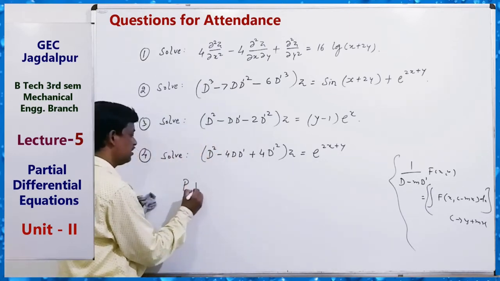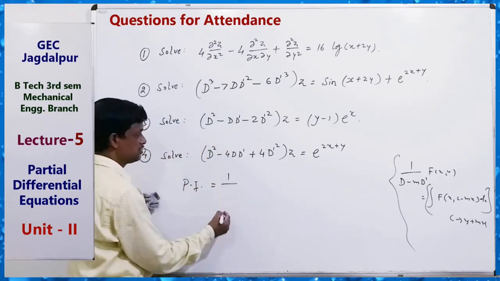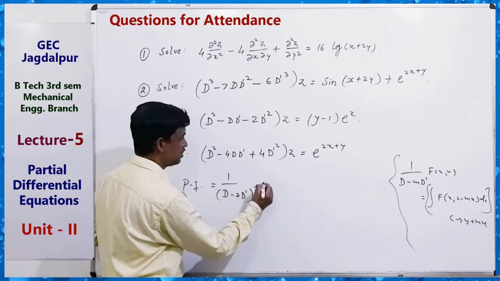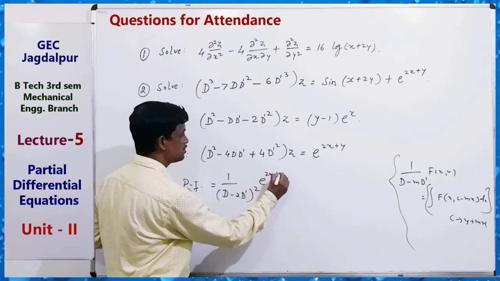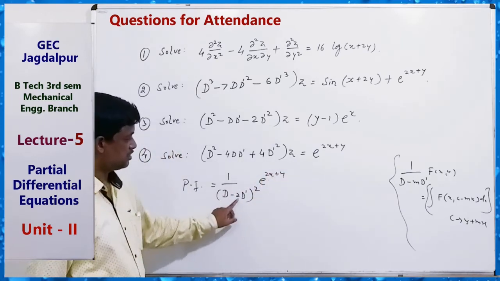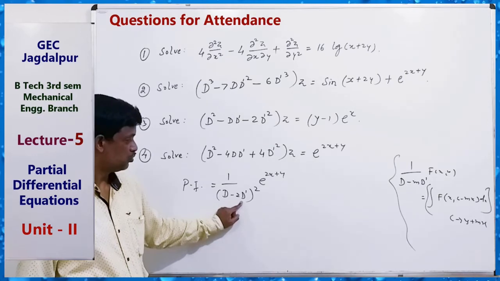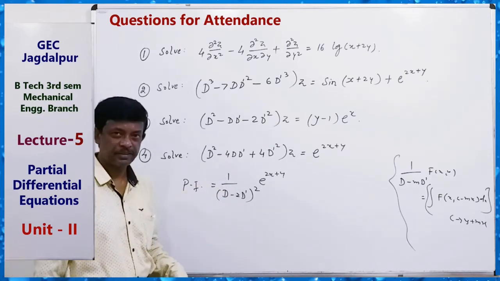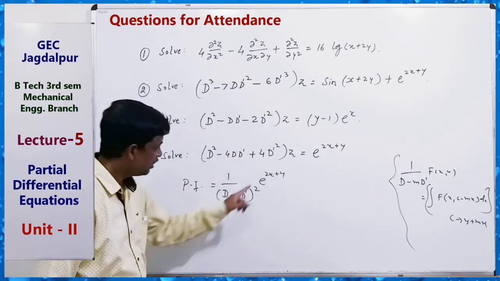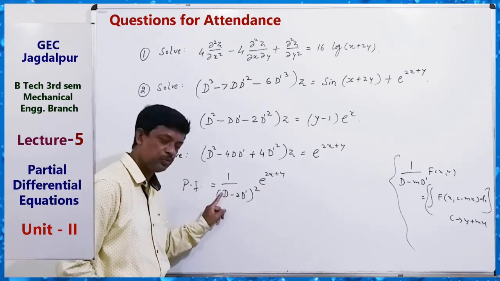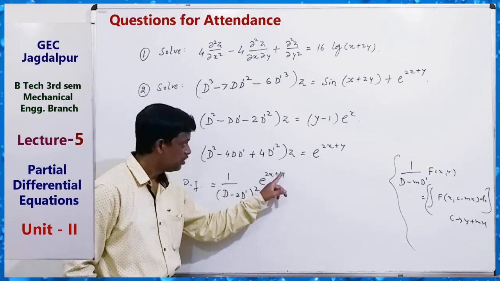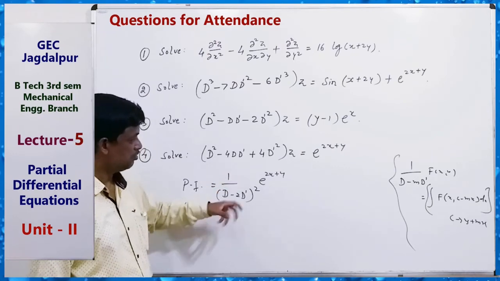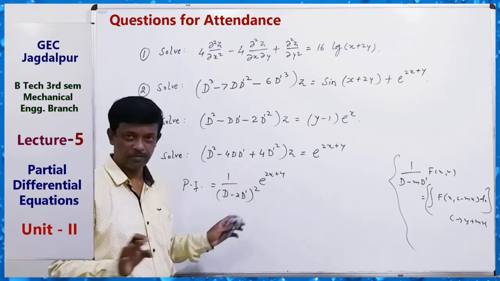PI can be found how? 1 upon (D minus 2D dash) square, and e to the power 2x plus y. Here a equals 2, b equals 1. If we put the value, the denominator will be 0, so we cannot apply the previous rule.